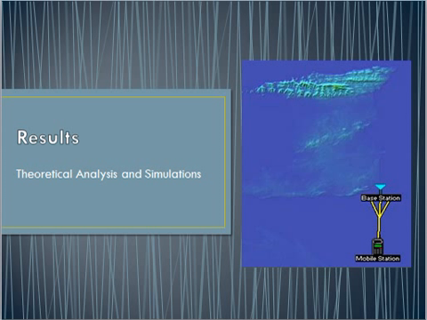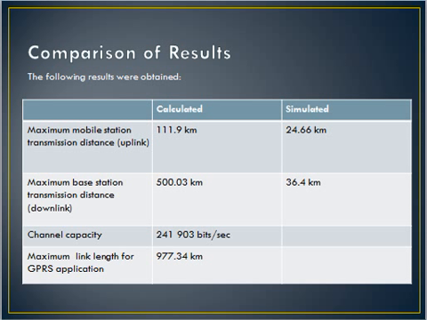This section summarizes the calculated and simulated results. The curvature of the Earth was taken into consideration by Radio Mobile, which resulted in shorter link lengths than calculated. The difference between the uplink and downlink was due to the base station having a larger transmitter power than the mobile station. A channel capacity was calculated as shown.